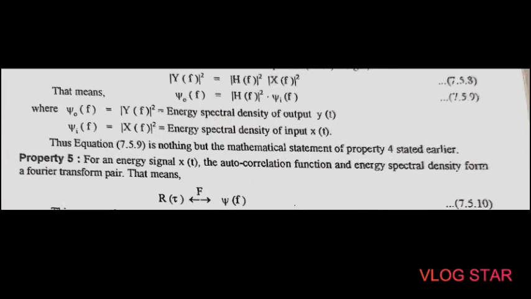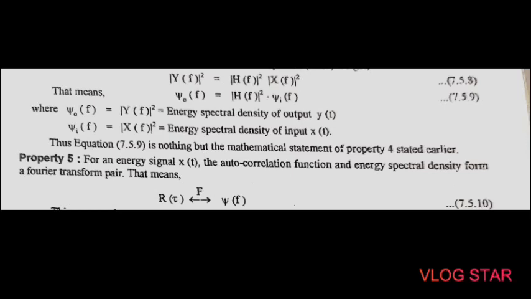Then let us see the last property of energy spectral density. For an energy signal x of t, the autocorrelation function and energy spectral density form a Fourier transform pair. That means we can write R of tau forms a Fourier transform pair with psi of f. This psi of f is nothing but the energy spectral density, and R of tau is the autocorrelation. So this is the last property.